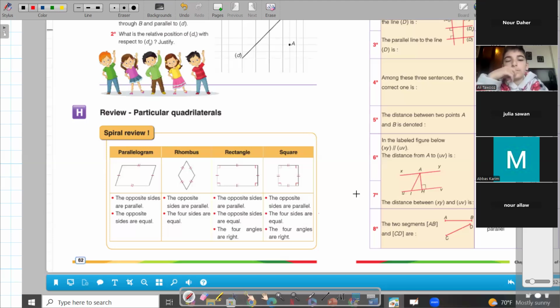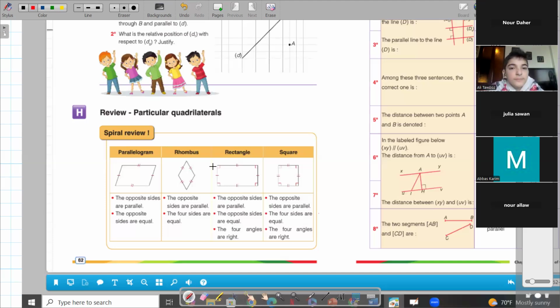No, we can't find it. Also in the rhombus, we don't have a 90-degree angle, okay? So actually the rhombus looks like the square because all its sides are equal and the opposite ones are parallel. But the difference between the rhombus and the square is that it doesn't have any 90 degree.